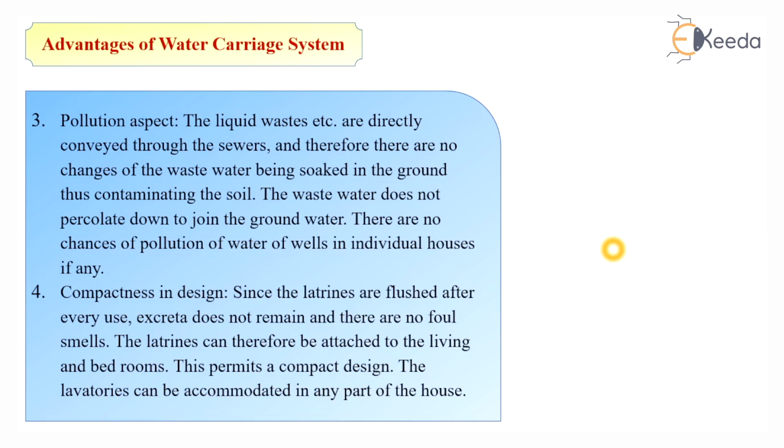Compactness in design. Since the latrines are flushed after every use, excreta does not remain and there are no foul smells. The latrine can therefore be attached to the living and bedrooms. This permits the compact design of building. The lavatories can be accommodated in any part of the house.